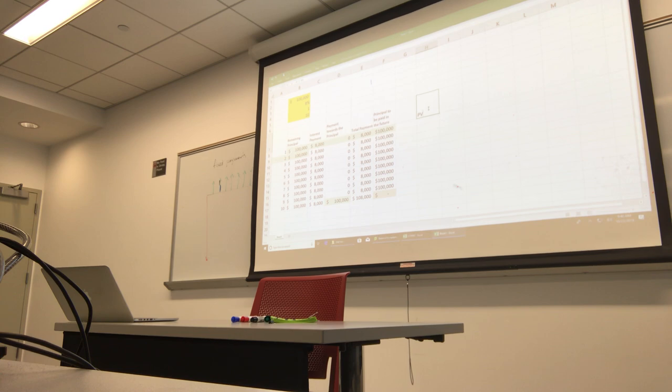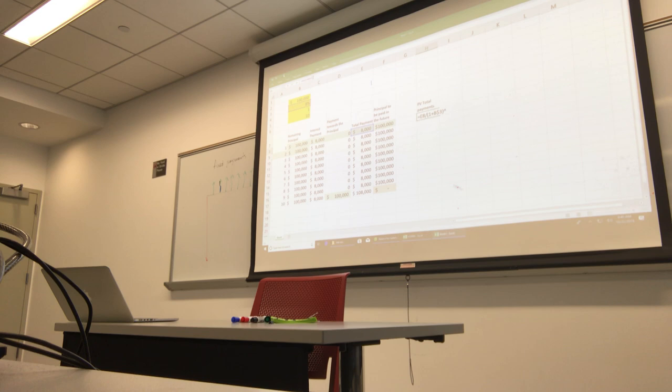I want to find out what is the present value of the total payments. The present value of the total payment is what? The present value of the total payment is my total payment discounted by 1 plus the rate. The rate is fixed. We do not change it. To the power of that particular time. The time is going to be changed. We click it and we specify that this is dollars.